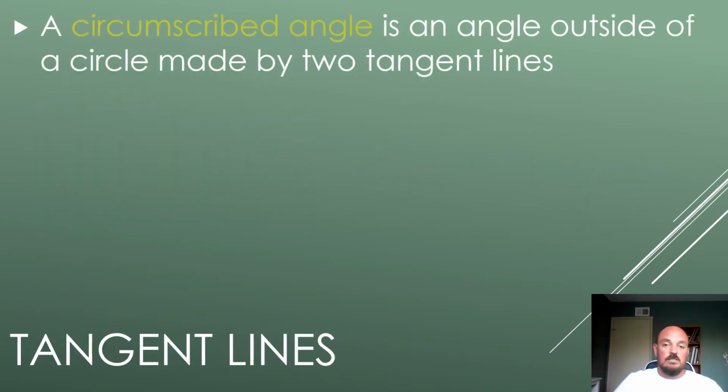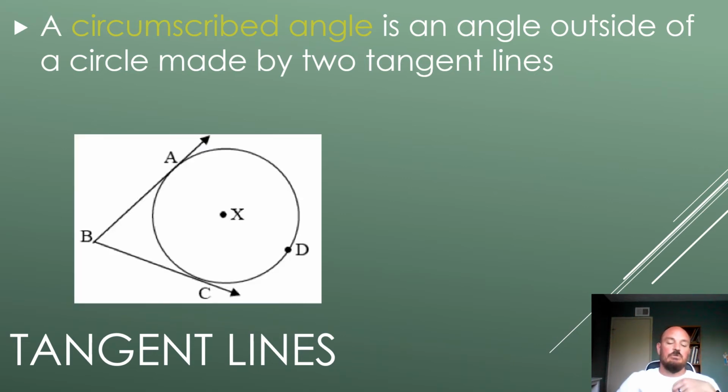Okay, back to tangent lines. Here's a new vocab phrase. A circumscribed angle is basically this picture right here. If I draw two tangent lines that start at the same point, point B, you take point B on circle X, and draw two different tangent lines, one goes up and meets at point A, the other moves down and meets at point C. That's what we call a circumscribed angle. It's an angle where the circle is squeezed right in between it.